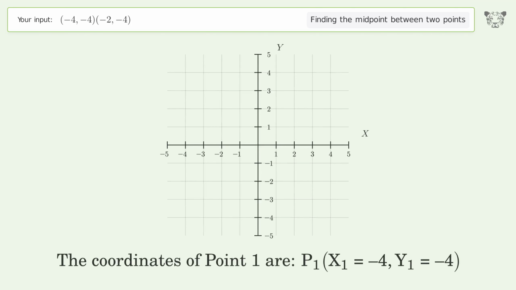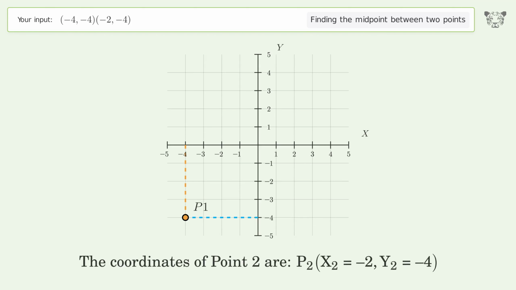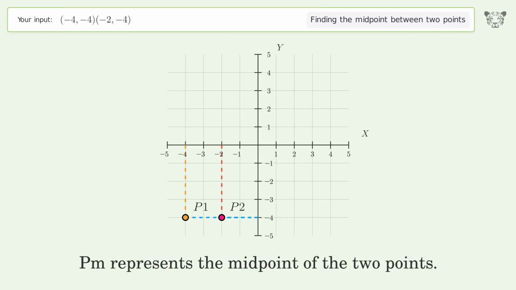The coordinates of point 1 are x1 equals -4, y1 equals -4. The coordinates of point 2 are x2 equals -2, y2 equals -4. PM represents the midpoint of the 2 points.